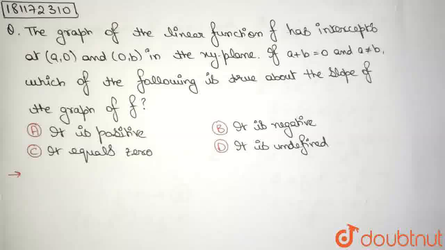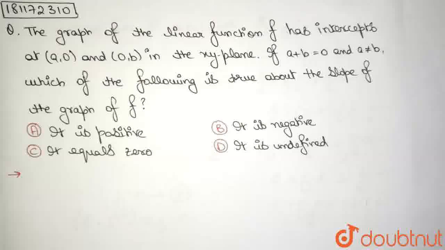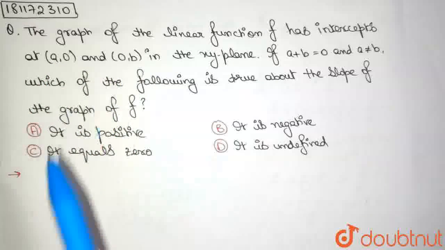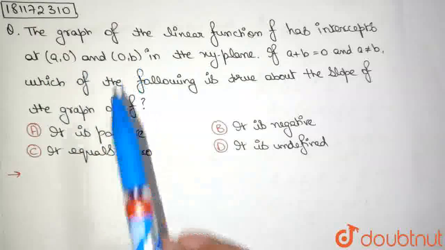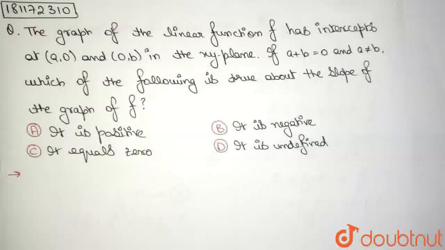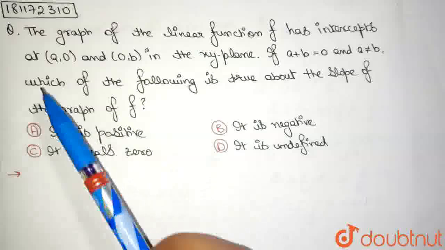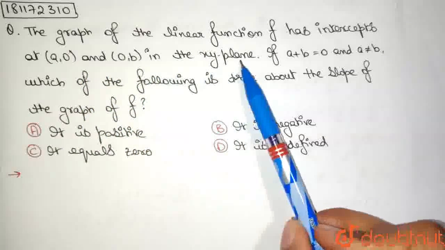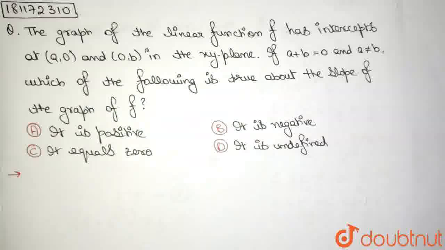Hello friends, welcome. The question states, the graph of the linear function f has intercepts at a, 0 and 0, b. That means we have two arbitrary points a, 0 and 0, b. So we have not been given the value of the points exactly. They are just simple constants. That means there has to be some relation between them from which we are going to solve this particular question. So a, 0 and 0, b in the xy plane. That means these points are lying on the xy plane.